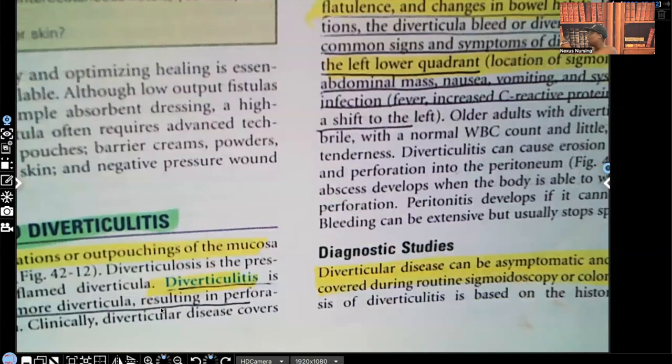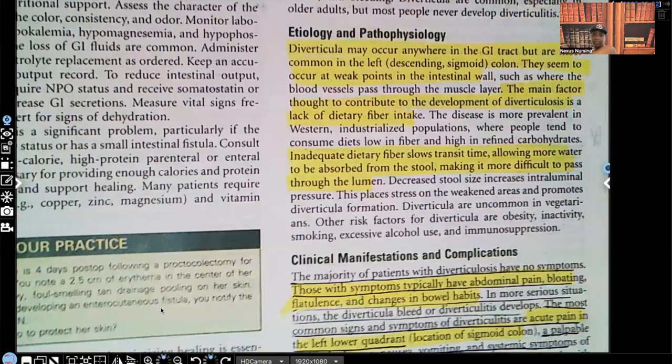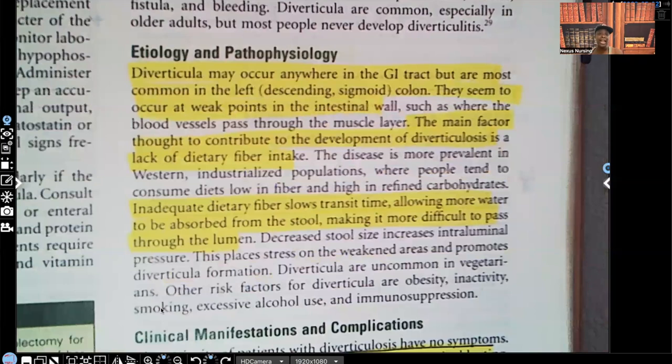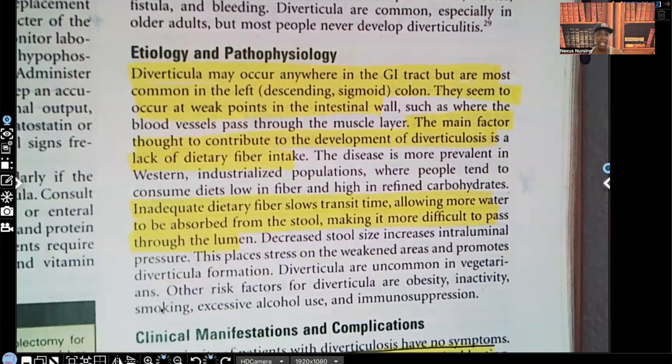Let's look at the etiology and the pathophysiology. It says that diverticula may occur anywhere in the GI tract, but most often we're going to see it in the colon. It's most common in the left descending sigmoid colon. So even though it can happen anywhere, most often we see it in the colon.